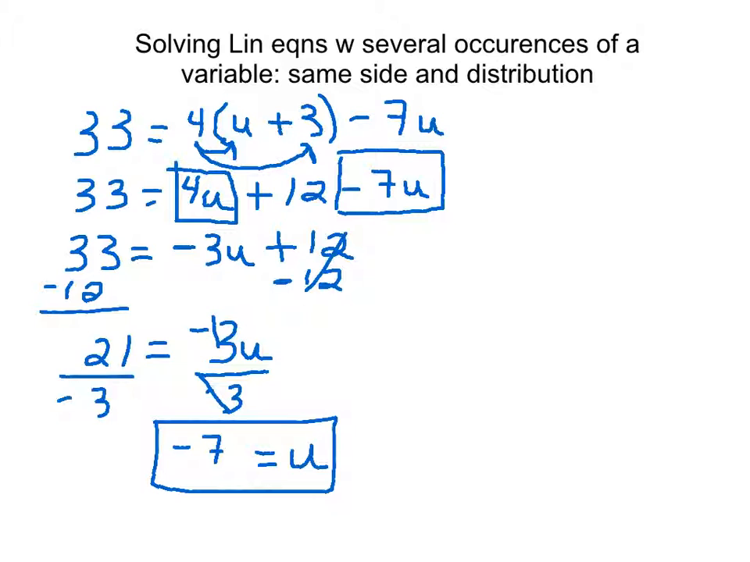You just try to get rid of the parentheses first by distributing, combine your like terms, and then solve it just like a normal two-step equation.